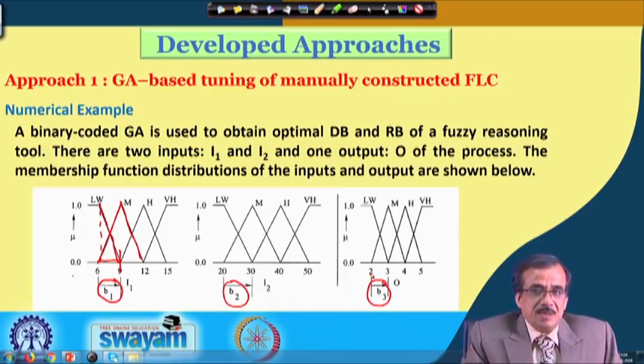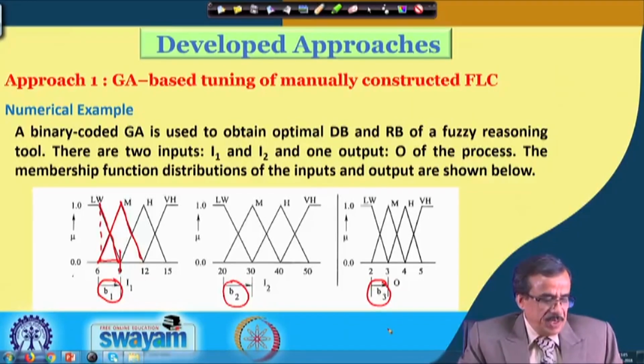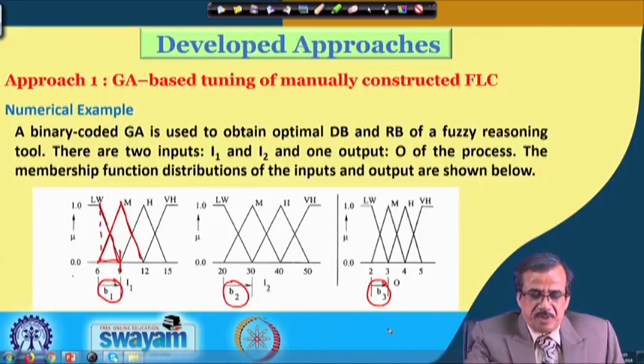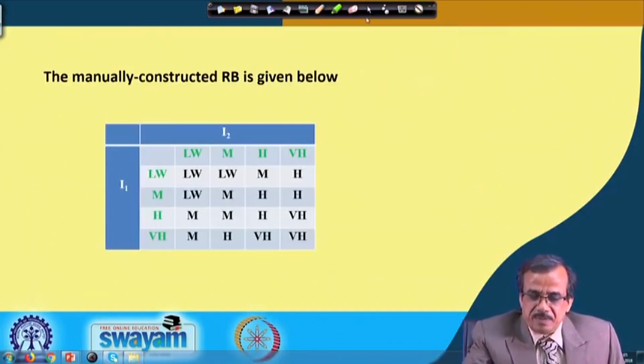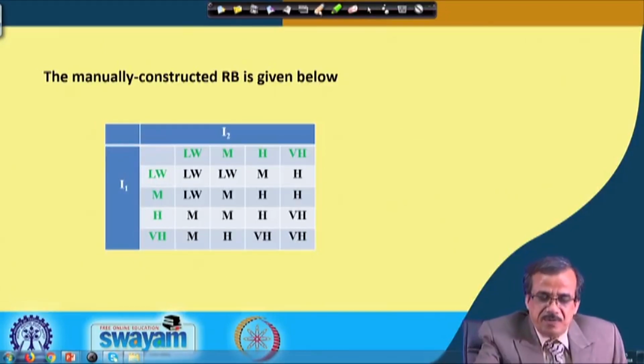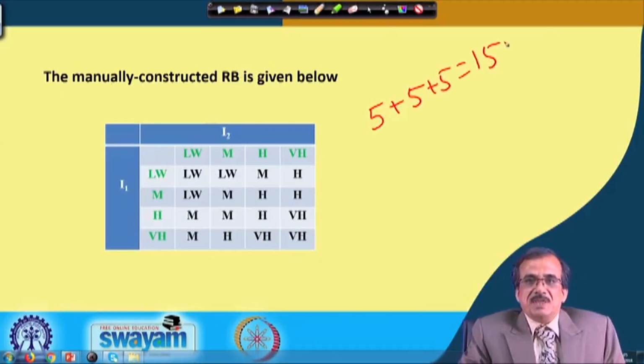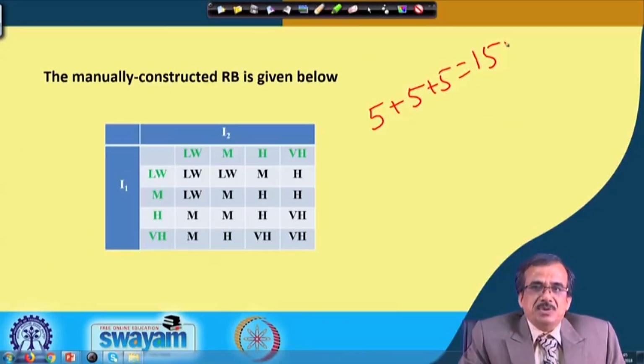Now, we will have to assign some bits to represent this B 1, B 2 and B 3. Let me assume that I am assigning 5 bits to represent each of the variables like B 1, B 2 and B 3. Once you have assigned 5 bits each to B 1, B 2 and B 3, we have got for 3 variables 5 plus 5 plus 5, so 15 bits to represent B 1, B 2 and B 3.